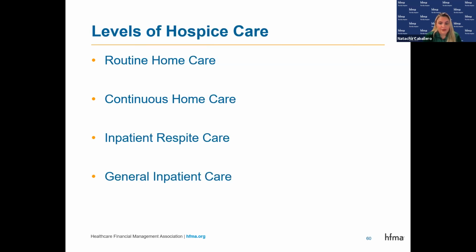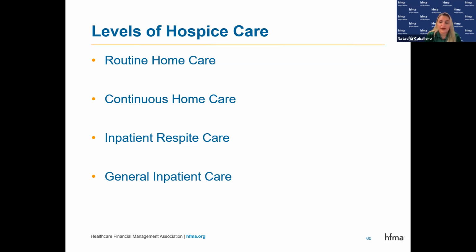Levels of hospice care. Routine home care is paid per day regardless of the volume or intensity of the service, and it is also paid when the patient is receiving hospital care for a condition unrelated to the terminal condition. The continuous home care is divided by 24 hours to obtain the hourly rate.